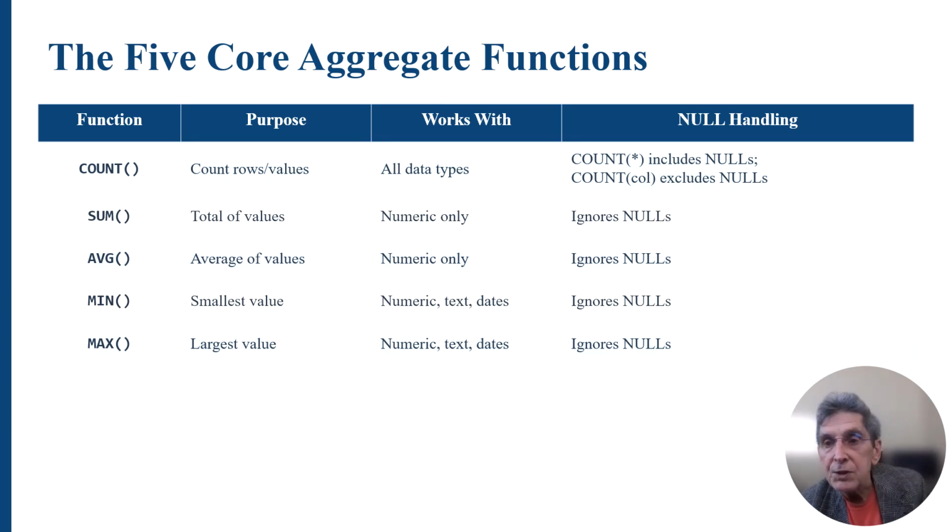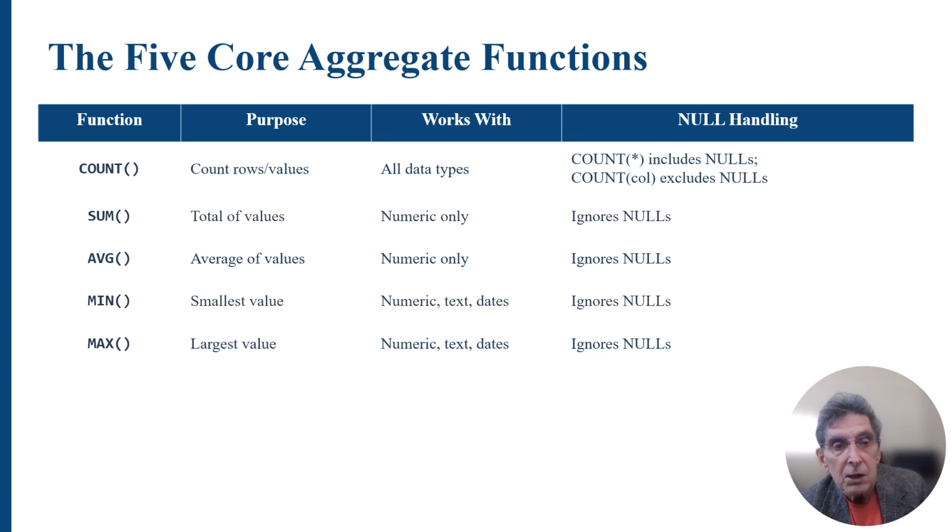Here is your reference table for the 5 different aggregate functions that you need to be aware of, that you need to know how to use. Let me walk you through each one. Let's take a minute and stand back and look at this list, because you're going to be using this a lot. The 5 aggregate functions are count, which counts the rows or the values, and it works with all data types, not just numbers. The key nuance is that count star includes the nulls in the count, whereas count of a specific column will exclude the nulls.